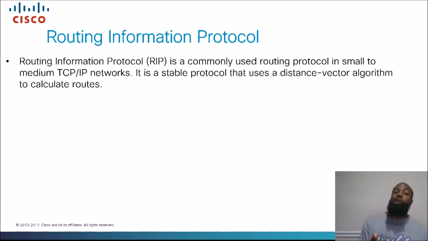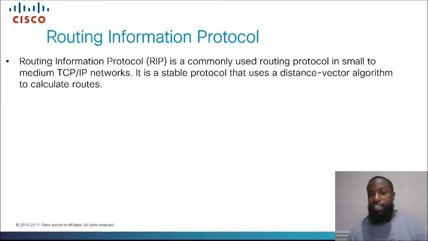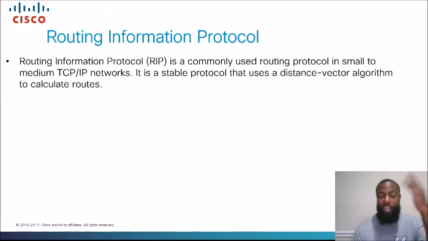It's commonly used in small to medium TCP/IP networks. It is a stable protocol that uses a distance vector algorithm to calculate routes, right? What's distance vector? That means it goes by the direction, but it uses hops as a metric, whereas EIGRP uses bandwidth and delay. OSPF, I should know that by heart, shouldn't I? I don't know. I'll put it in the description below. I can't think of it off the top of my head. But anyways, that's a basic definition for Routing Information Protocol.